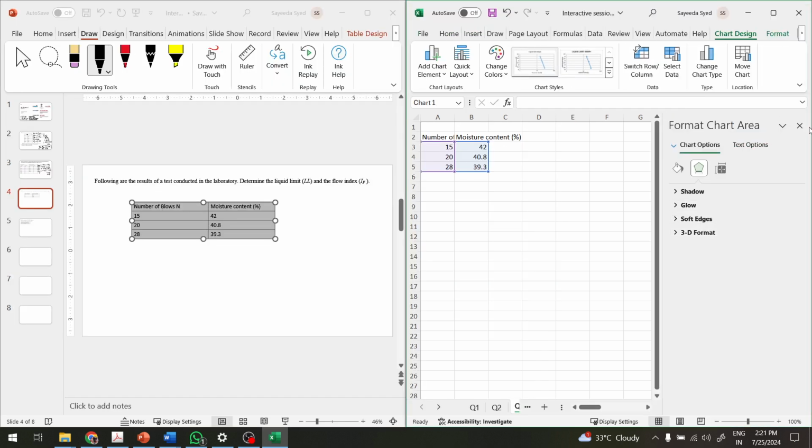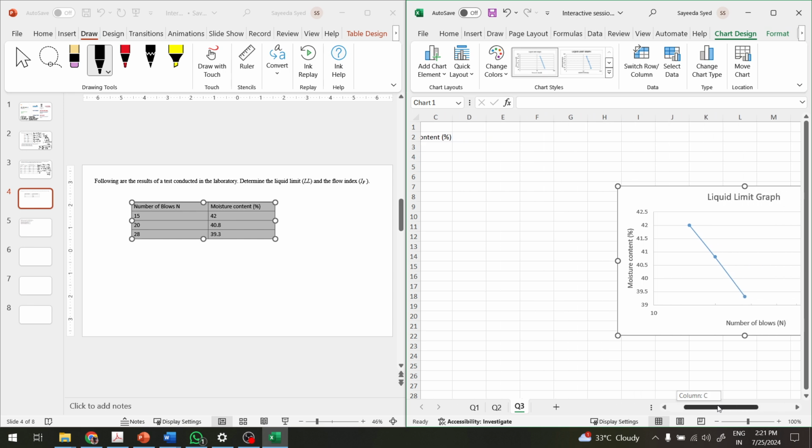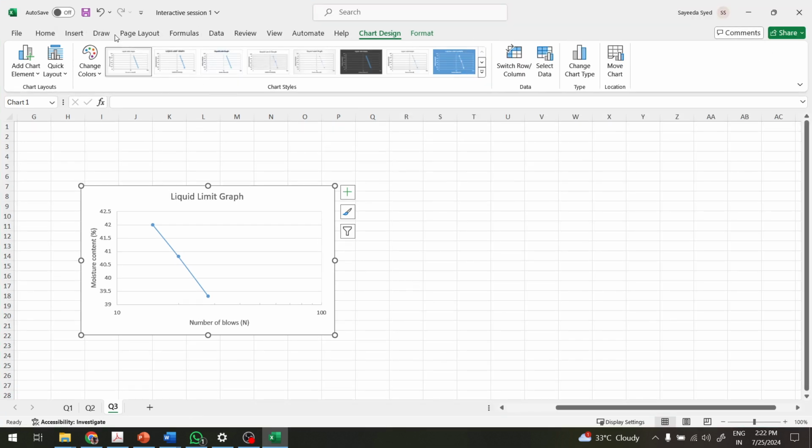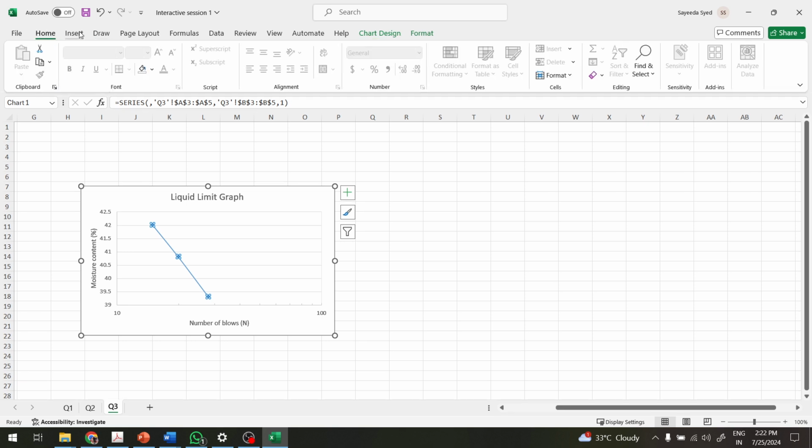Sorry for this derailing, but sometimes we get confused in the formatting. Okay, so following are the results of the test conducted in laboratory, determine the liquid limit and the flow index. So you know that the liquid limit is the water content when the number of blows is 25. So this is 20. Let's go to 25. Also, we need to calculate the flow index. Flow index is just the slope of this graph. We can do that.